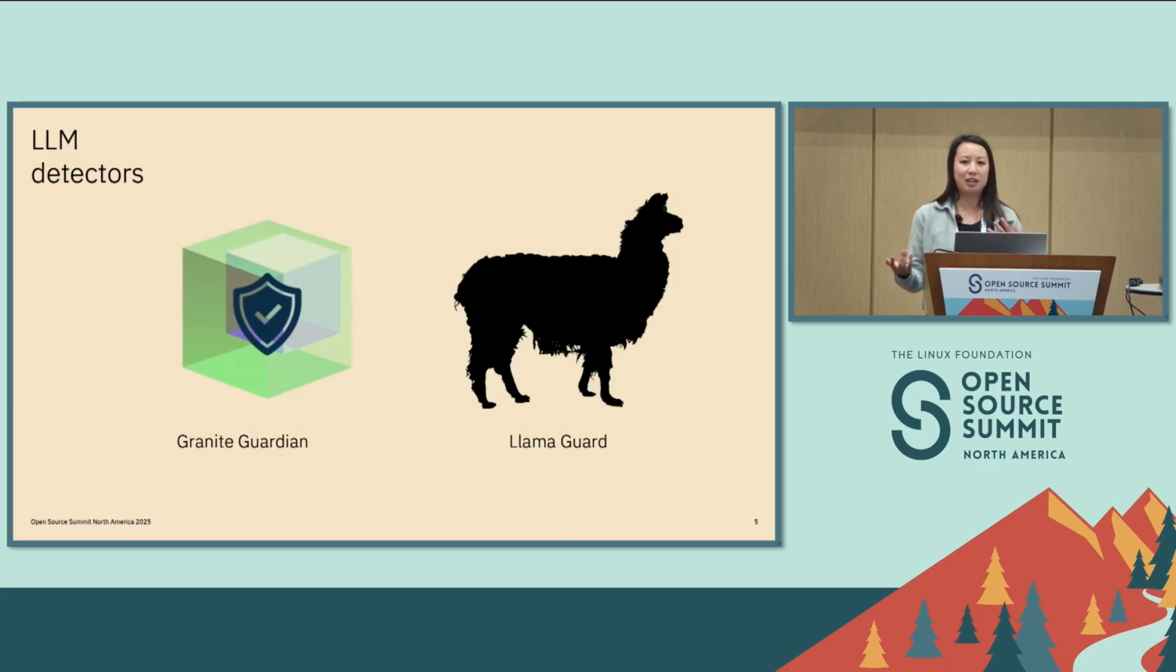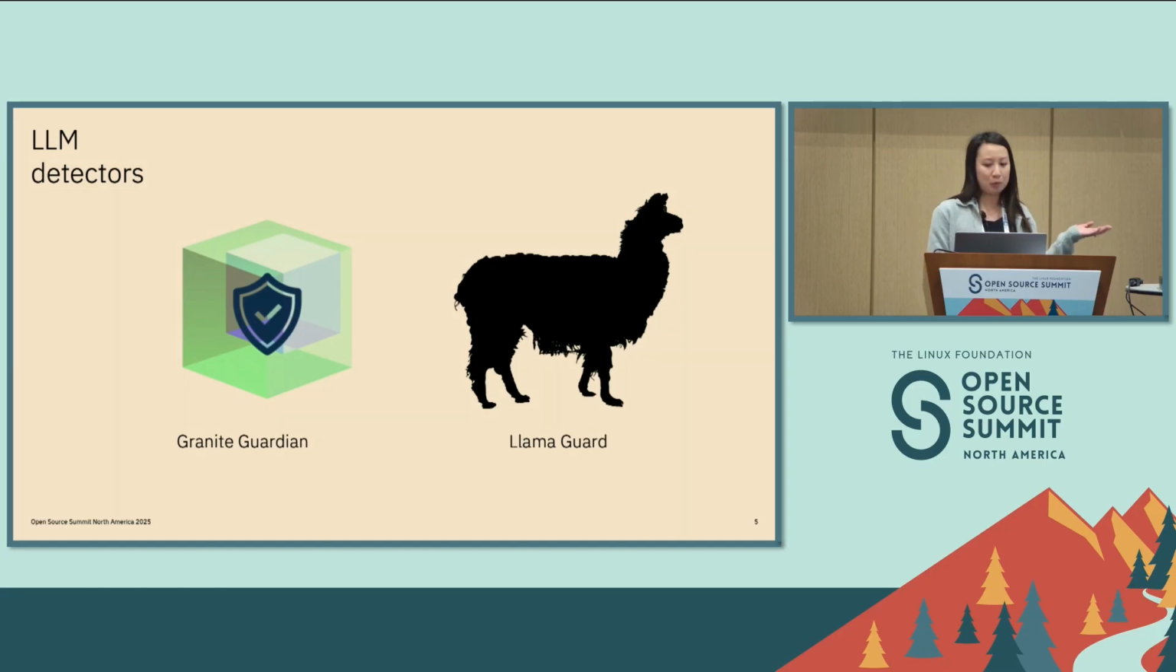So these detectors can take a lot of different forms. They can be really simple, like regexes to check things like PII, so personally identifiable information, like the structure of US Social Security numbers, or they can be a little more complicated, like encoder models, or they can be even more complex, like LLMs themselves.